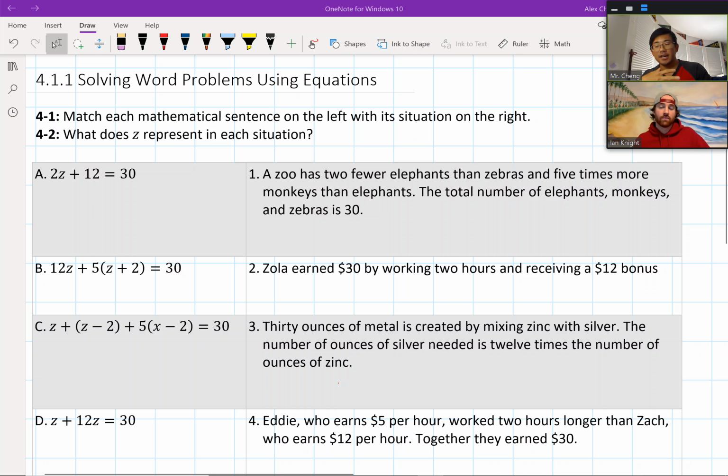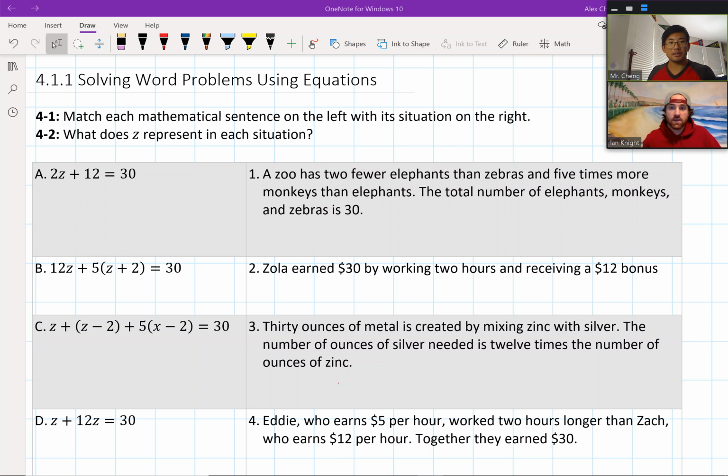So Mr. Knight, we have this first situation here where our zoo has 2 fewer elephants than zebras and 5 times more monkeys than elephants. And we also know that the total number of elephants, monkeys, and zebras is 30 animals. So which equation do you think lines up with that situation?